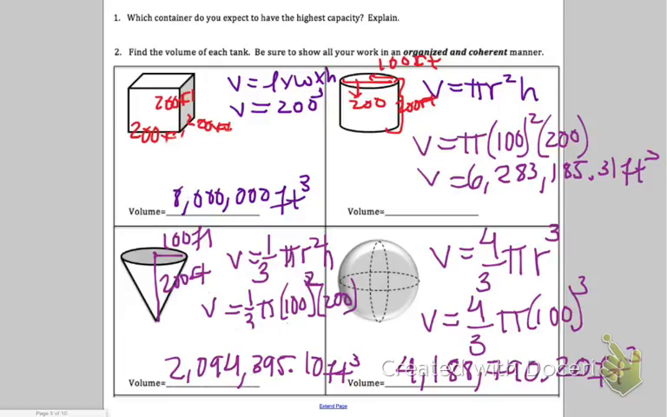Now that we've calculated the volume for each type of tank, we see that the rectangular, I keep saying rectangular, I mean a square is a rectangle, so a cube is still a rectangular prism. We still see that the cube holds the largest amount of water. The one that would hold the least amount of water would be the cone.